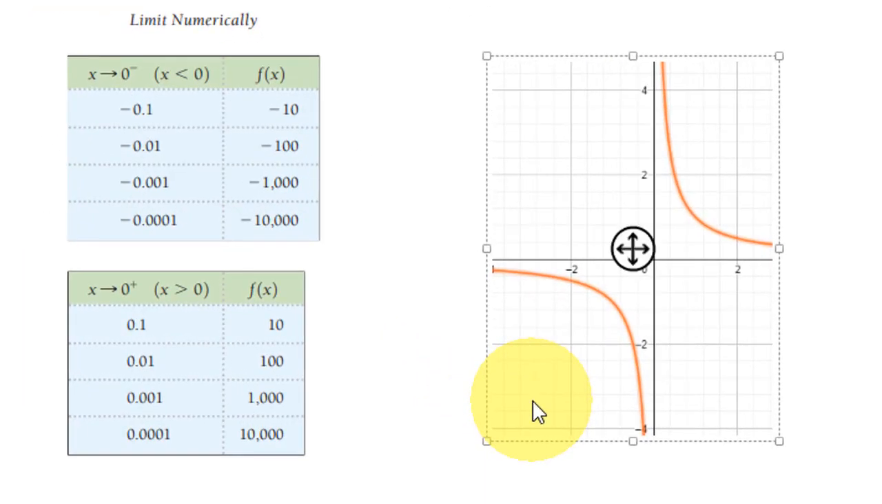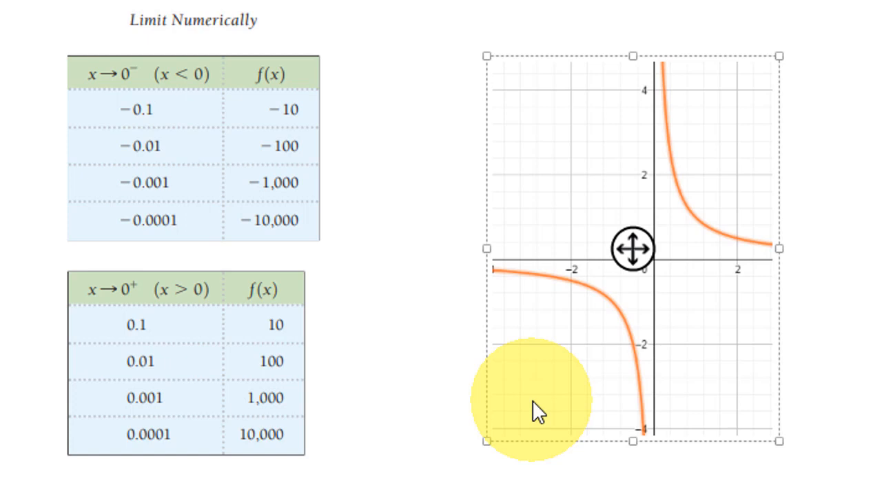Now we can see it numerically. For example, when x is approaching 0 from the left, that means all the values less than 0. If x is minus 0.1, then f of x is minus 10. Minus 0.01, minus 100. Minus 0.001, the value of y is minus 1000, and go on until it's minus 0.000. Remember, you can write as many 0s as you want, but we can stop here.